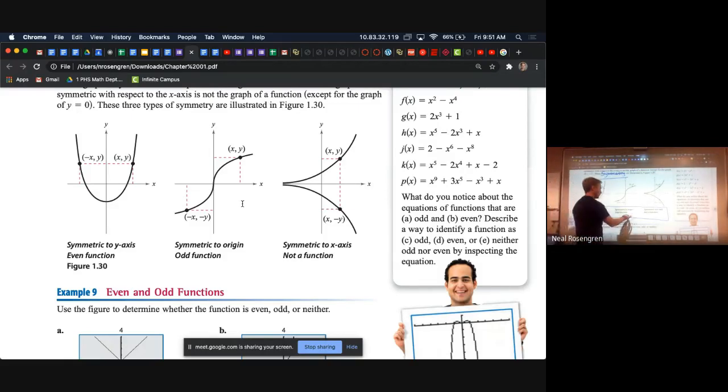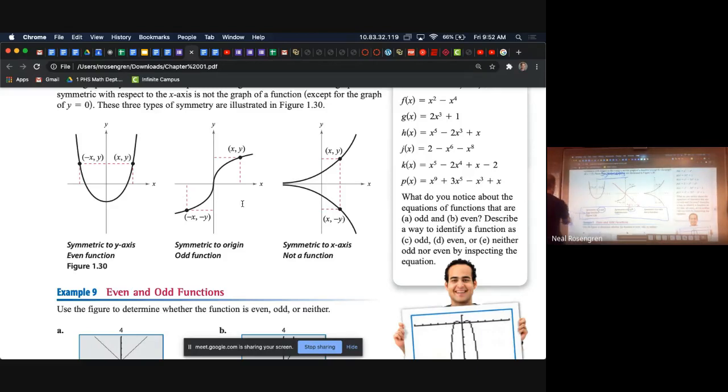Okay. If you're symmetric to the origin, we're going to call those odd. But there's another line of symmetry there that people sometimes prefer instead, and it's the line y equals negative x. So you can say it's symmetric to the origin, but saying that it's symmetric to the line y equals negative x might be visually a little bit easier for you to see that balance.